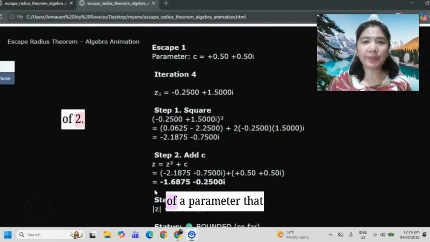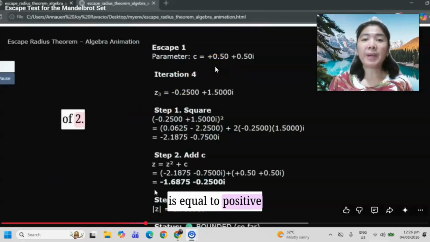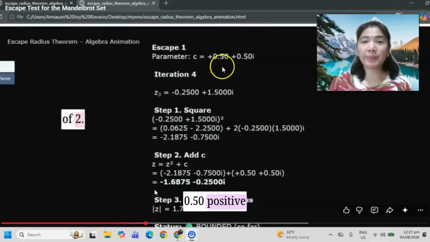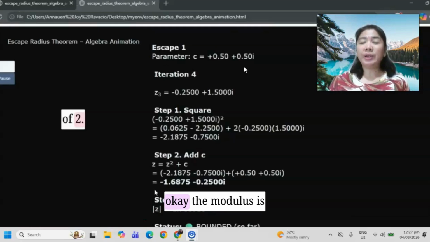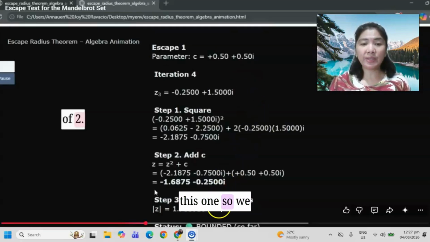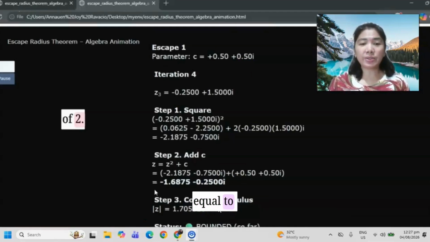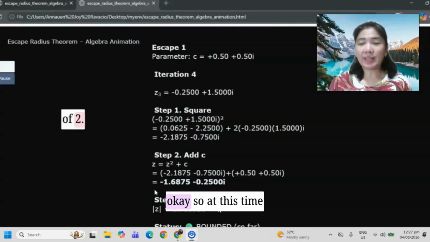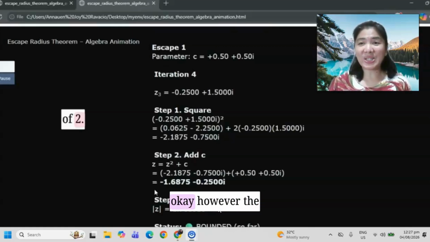Here's an example of a parameter that escapes to infinity. So we have parameter c is equal to positive 0.50, positive 0.50i. At iteration 4, the modulus of z sub 4 is equal to 1.705918. So at this time, it's still bounded. And yet, let's check out the next iteration.